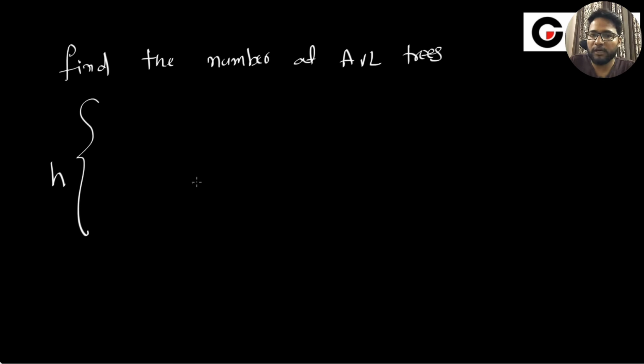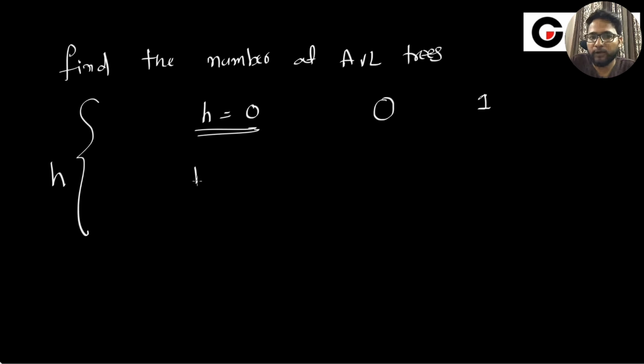For example, if height is given to you as 0, then how many AVL trees are possible for 0 height? Only one AVL tree. What is that AVL tree? Just a root node, isn't it? So for height 0, just a root node is possible. So you will be saying that the number of AVL trees for height 0 will be just 1.